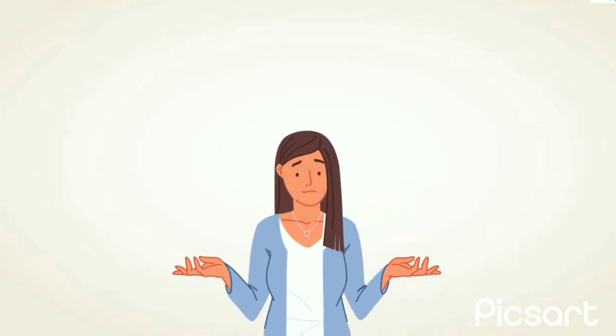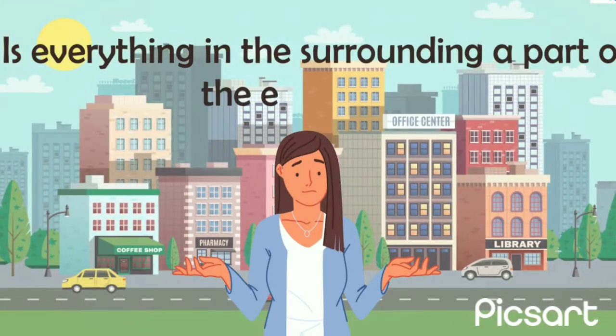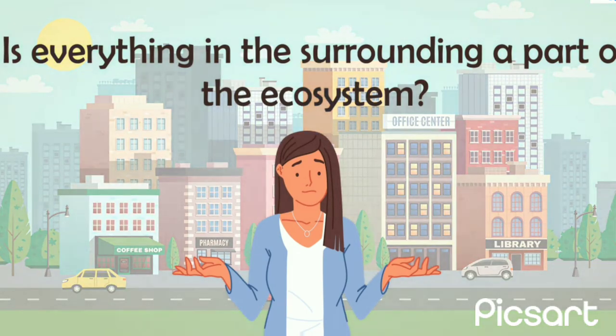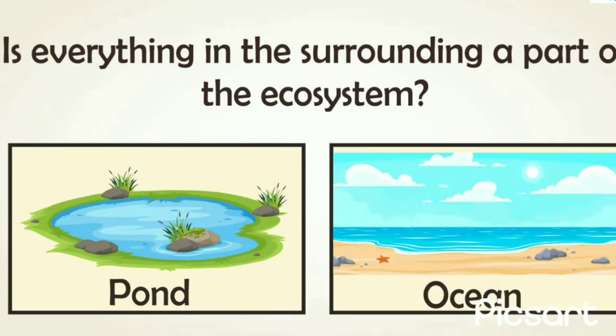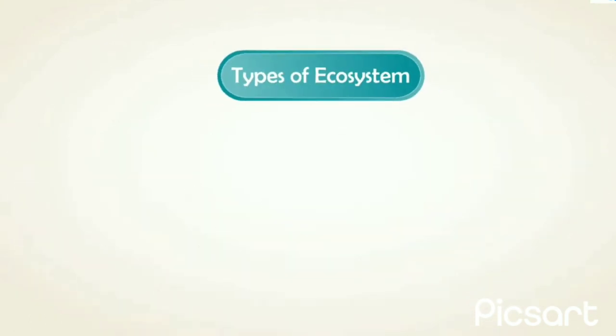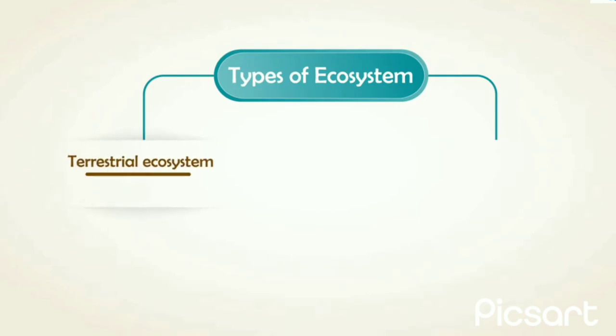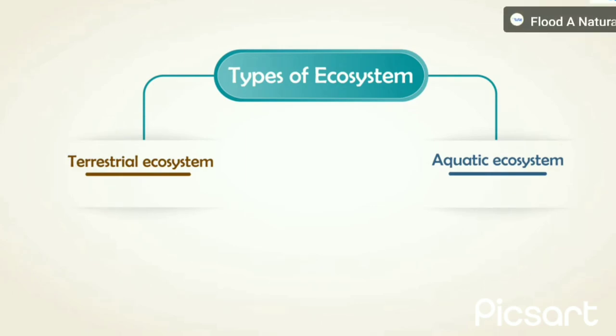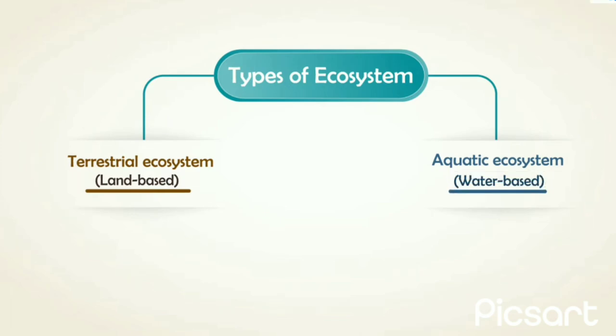So you might be wondering, is everything in our surrounding a part of the ecosystem? Yes, it is. An ecosystem could be anything like a small pond to a large ocean. An ecosystem can be broadly classified into two types, terrestrial ecosystem and aquatic ecosystem. From the term terrestrial, we can easily say that it is associated with the land-based ecosystem and aquatic deals with the water, all water-based ecosystems. Let's now look at each of them and understand their further classifications.